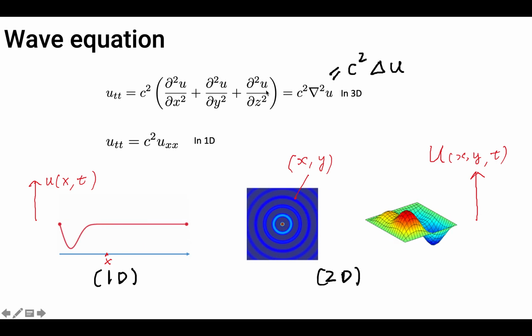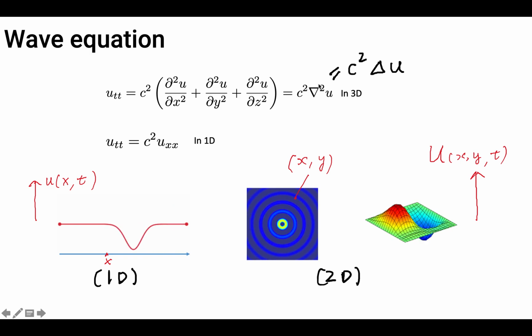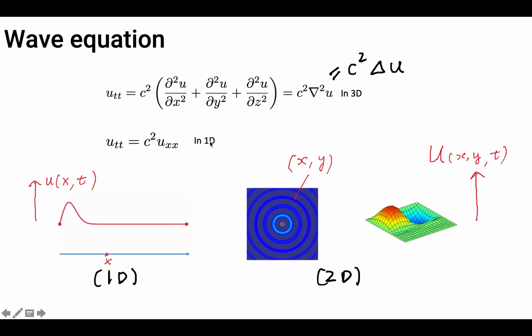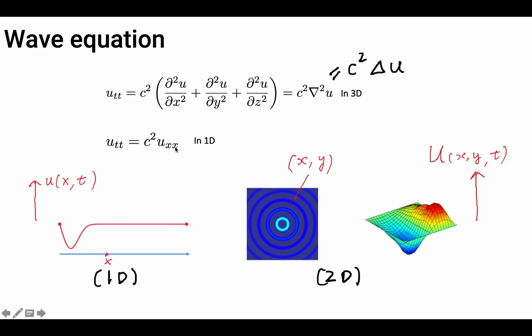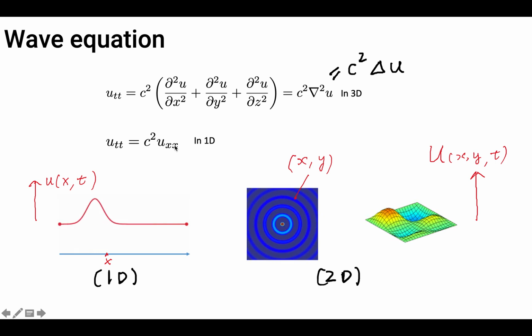So if we have a 2D wave equation where we have two space coordinates, say x and y, then this gradient squared u will be equal to partial squared u partial x squared plus partial squared u partial y squared, right? And if we're in the one-dimensional case where we have only one space coordinate, meaning x, then this expression is exactly u_xx, right? So this is an expression of the 1D wave equation.